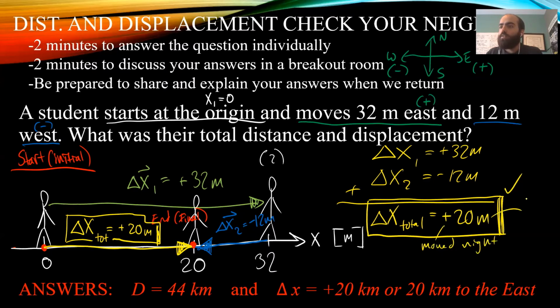And the 20 meters tells me how far. So my overall displacement was 20 meters to the right. And that's how you find the total displacement. You just add up the individual displacements.